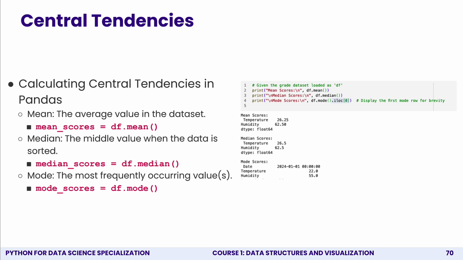And also the mode, the most frequently occurring value. Okay, so here the most frequent value for the temperature is 22, and the most frequent value for the humidity is 55. Okay. So every value gives you a different understanding about the data. And as you become a data scientist, you will have more feeling about the information that is brought by these different metrics.